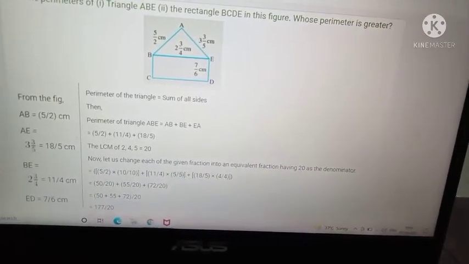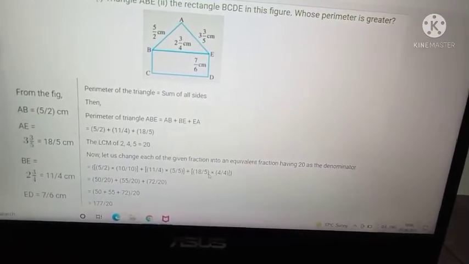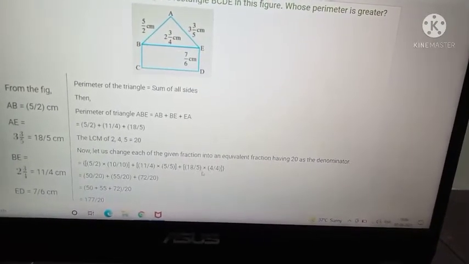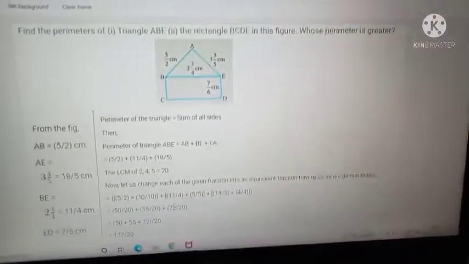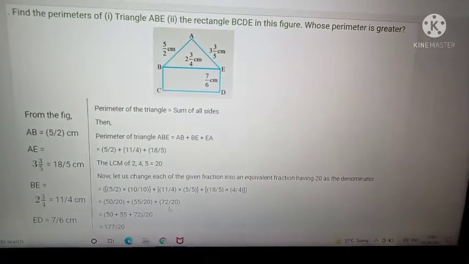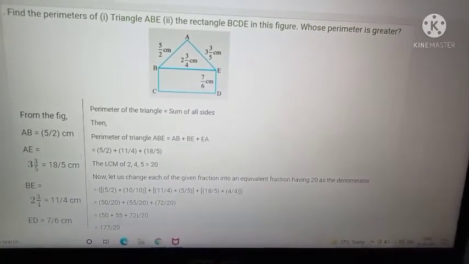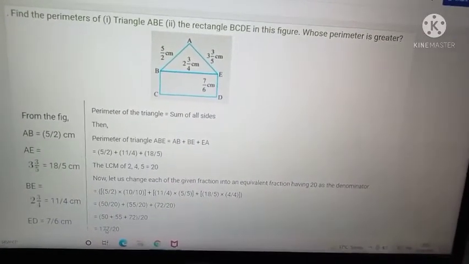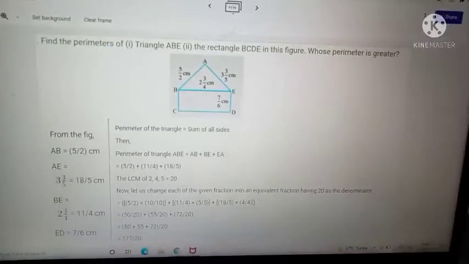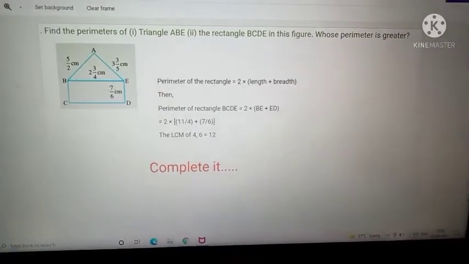Plus 18 by 5. This also needs denominator 20, so we multiply by 4. 18 into 4 by 5 into 4, that is 72 by 20. Now the denominators are the same. We add 50 plus 55 plus 72, which is 177. So 177 by 20.